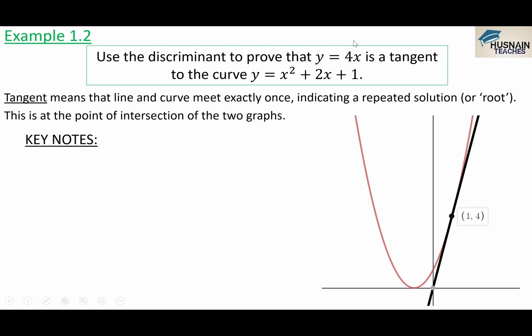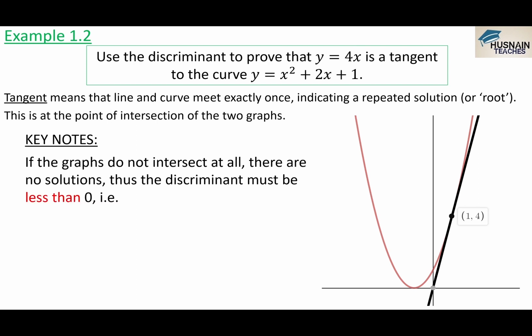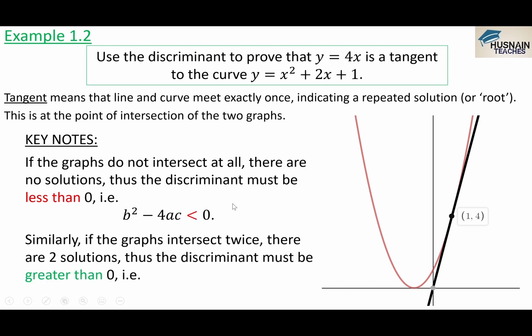Some key things to note are, if the graphs do not intersect at all, there are no solutions, and so the discriminant must obviously be less than 0. In other words, b squared minus 4ac would be less than 0. If, however, the graphs intersect twice, there are two solutions. Therefore, the discriminant must be greater than 0. In other words, b squared minus 4ac is bigger than 0.